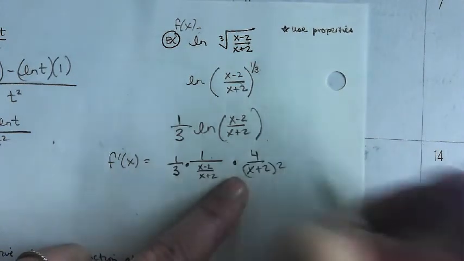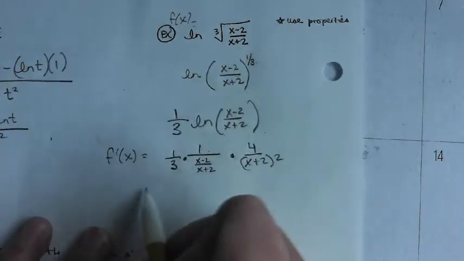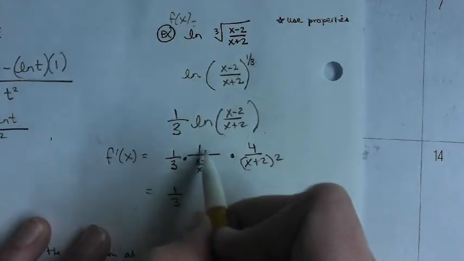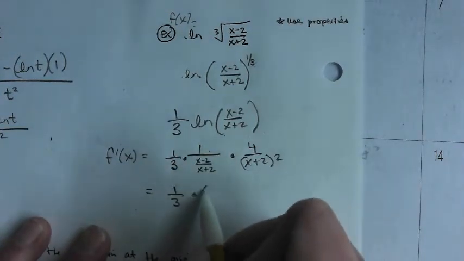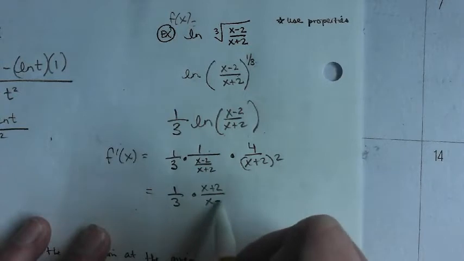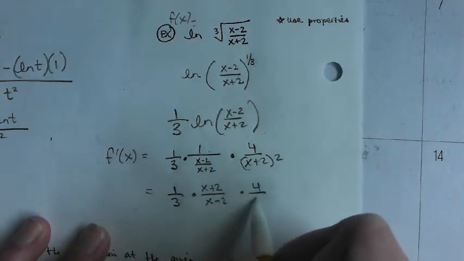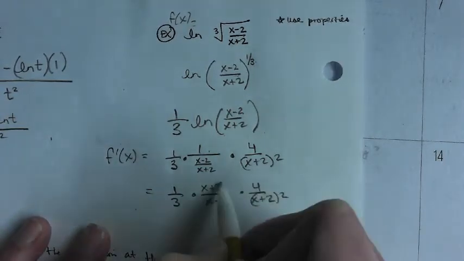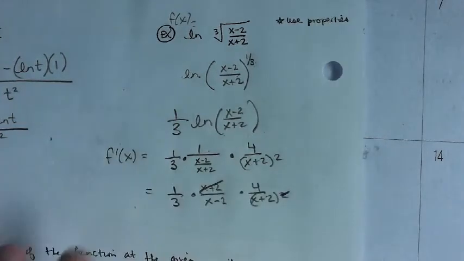Okay. So when you do that, it's just 1/3. 1 over a fraction just reciprocates the fraction, so that would be just x plus 2 over x minus 2 times 4 over x plus 2 squared, and we get the same piece there.